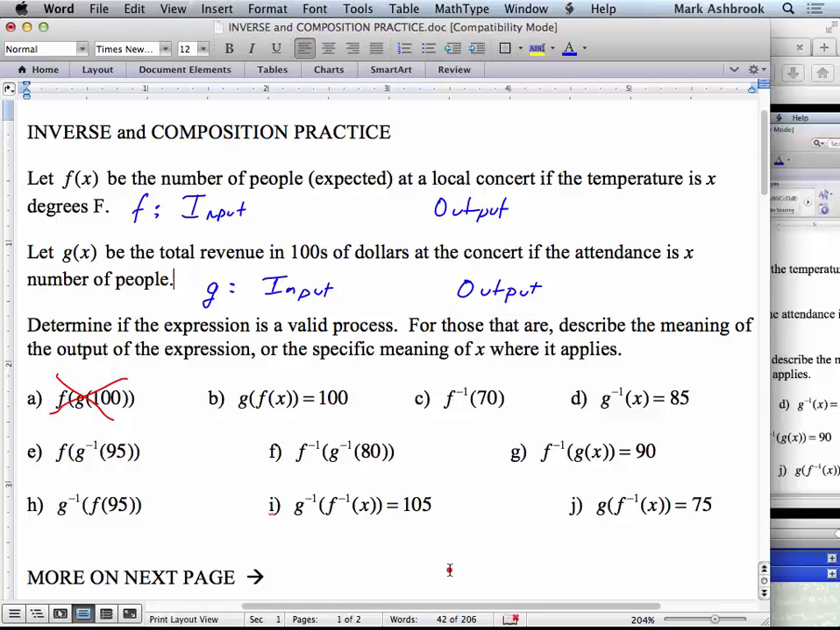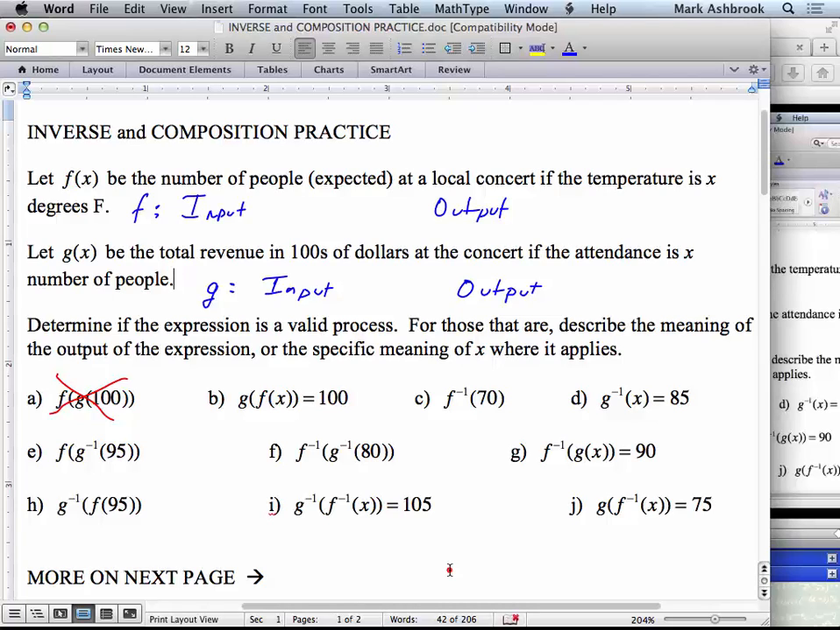I was just wondering about C. C, okay. C is just the name of the question. So the output of f of x would be 70, which is the input of F inverse, so it's the output of F.